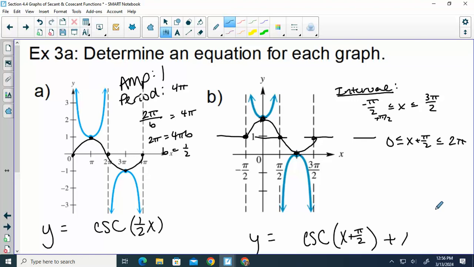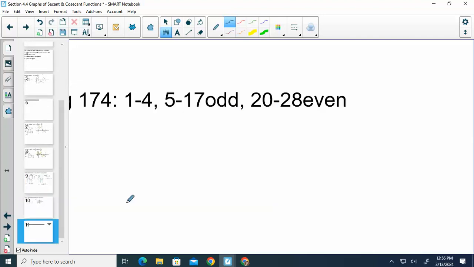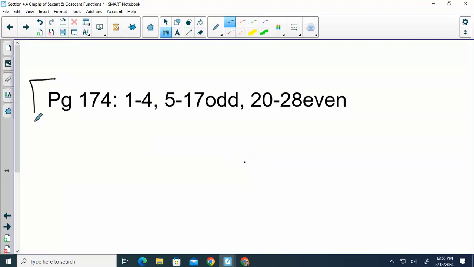All right, so that's really the end of this section. I want to give you time to work. So this is your assignment. Both this and yesterday's will be due Friday. So tomorrow we're kind of recapping.